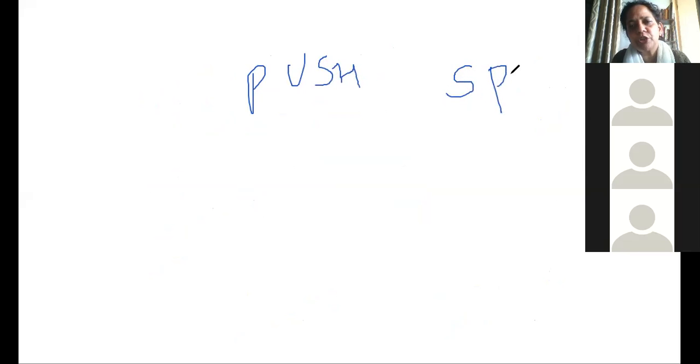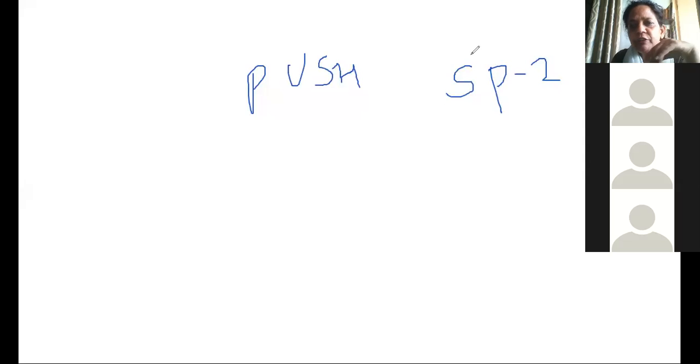So that is nothing but the push instruction. While using the push instruction, the stack pointer is always decremented by 2. Anyone has difficulty? Okay. So for the push instruction, always remember that the stack pointer will be decremented by 2.